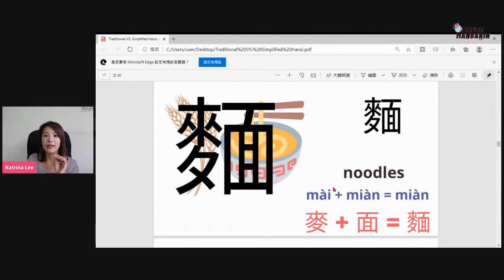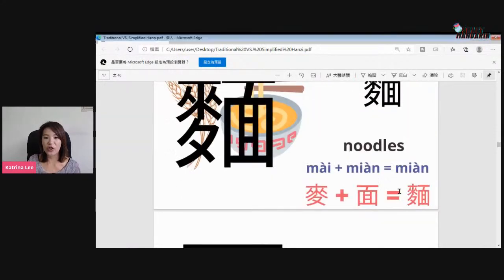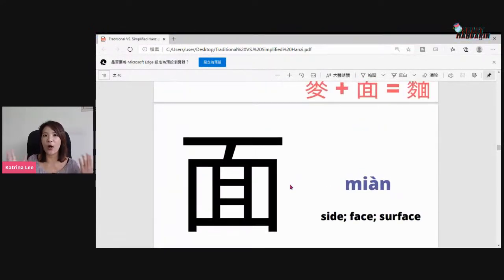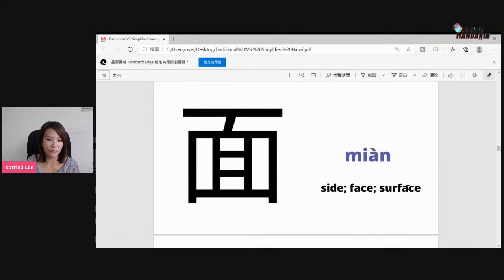Okay, that's the traditional character for noodles. And let's talk about the simplified character, mian. This is the simplified character, noodles. As you can see, in simplified they only take one part, the sound component, as the whole character to represent noodles, but actually this also means surface.